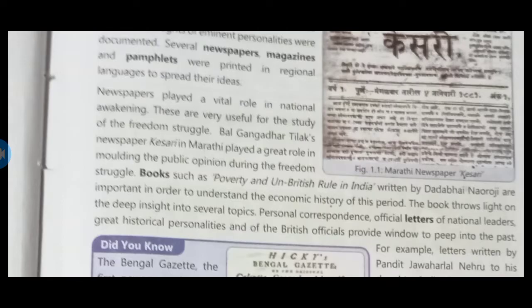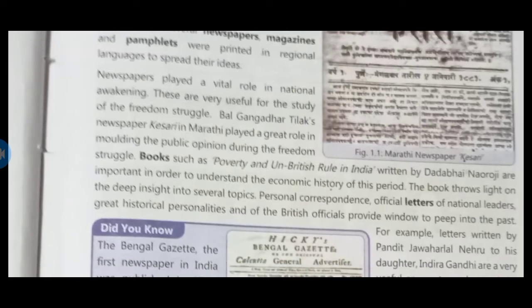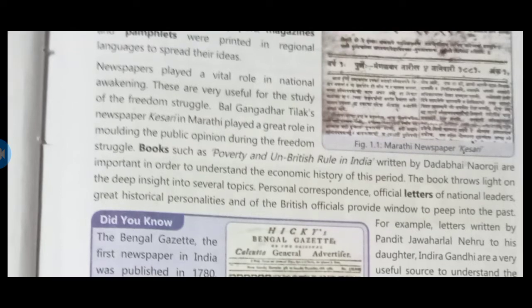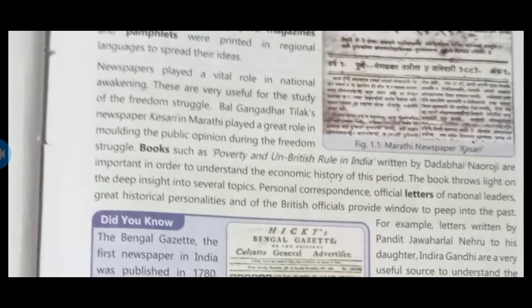It was in Marathi, which played a great role during the freedom struggle, as it told the people how to live, and in that situation it motivated the people on how to free themselves from the clutches of the Britishers. There were books like Poverty and Un-British Rule in India, written by Dadabhai Naoroji, which are important in order to understand the economic history of this period. So the books throw light and give deep insight on several topics.